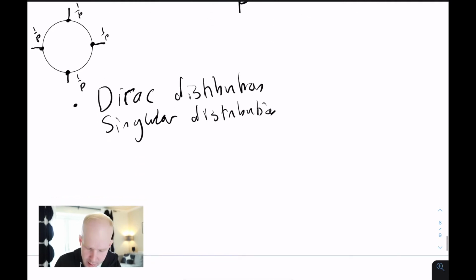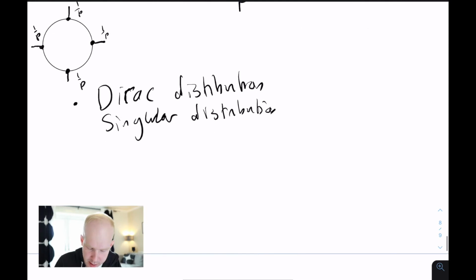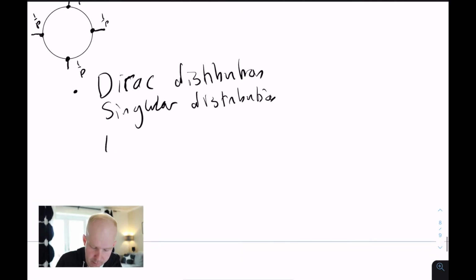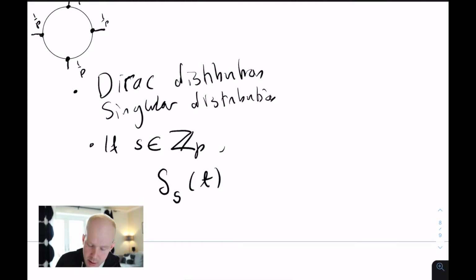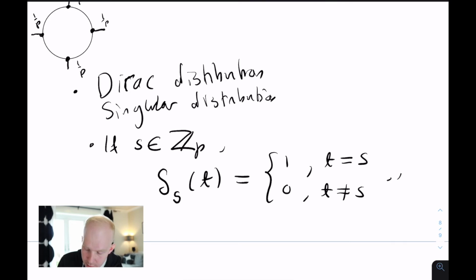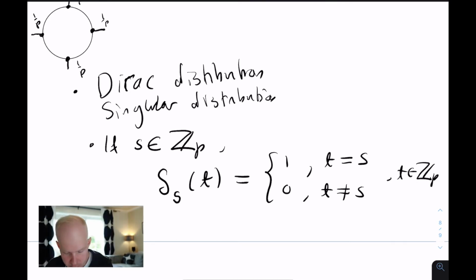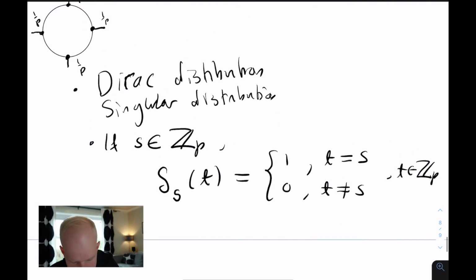The definition is this: if s is a fixed element in the group, we define delta s at the point t to be equal to 1 when t is equal to s, and 0 when t is not equal to s. And this is defined for all t in Z_n. So the Dirac distribution is the complete opposite of this uniformity.